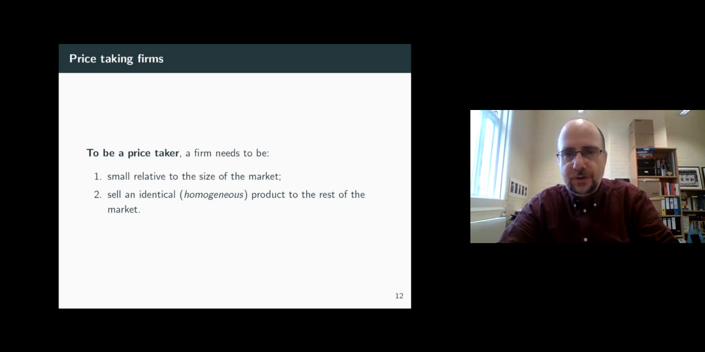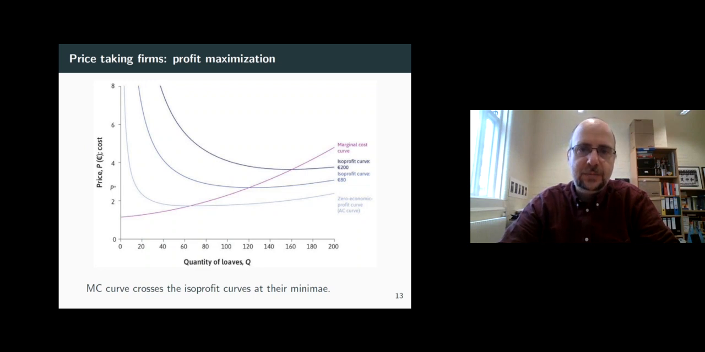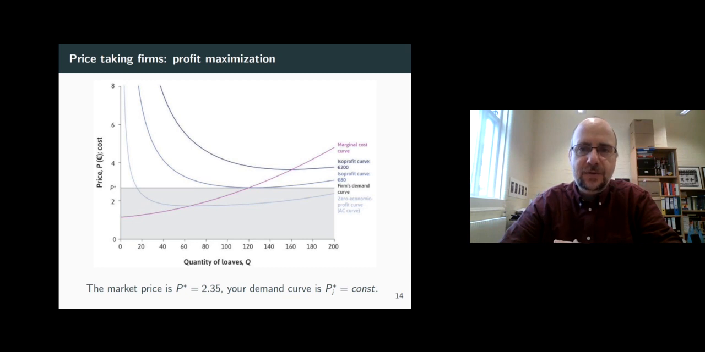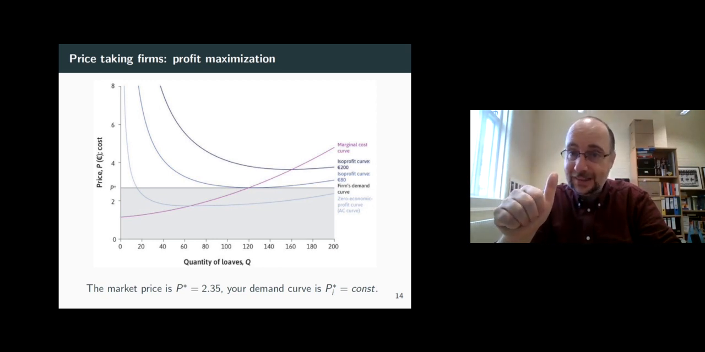Now, let's focus on the first element, profit maximization. You do remember that the marginal cost curve crosses the isoprofit lines at the minimum of the isoprofit lines. Then let's have a price that the firm takes as given. Remember, the fact that the firm is very small relative to the entire market has two important consequences. The firm cannot affect its own price, and it can sell anything it wants at the given price.